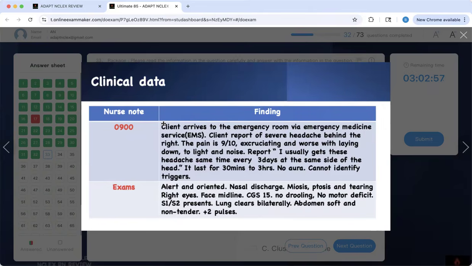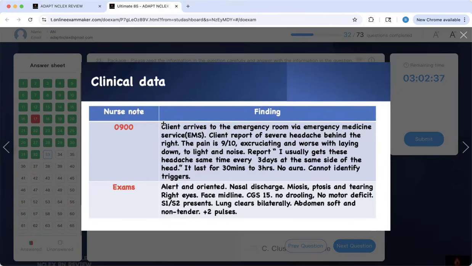Client arrives to the emergency room via EMS. Okay, he went to the emergency room. Client reports severe headache behind the right eye. That's your buzzword. Pick it. Pain behind the right eye. Okay, I'm sticking with it. The pain is what? 9 out of 10. That's where, behind the right eye.